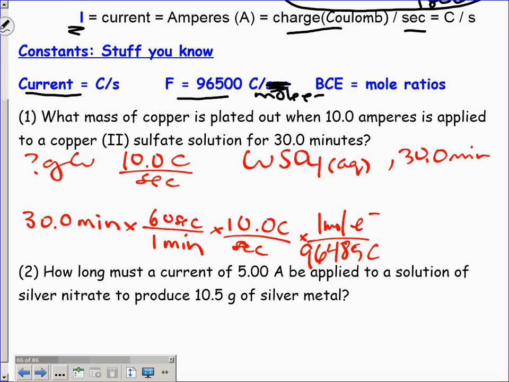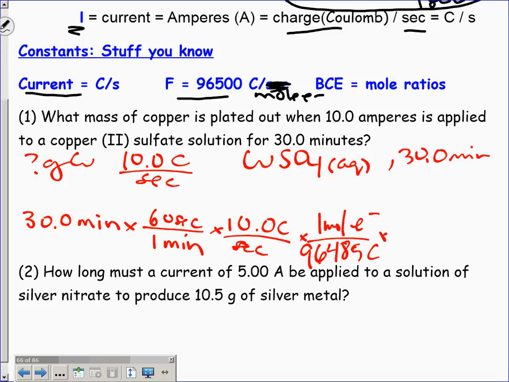So what do you want to convert to next? Copper. Let's just go straight to moles of copper, right? We have the relationships up there. So that's the full reaction, but just narrow down to copper.